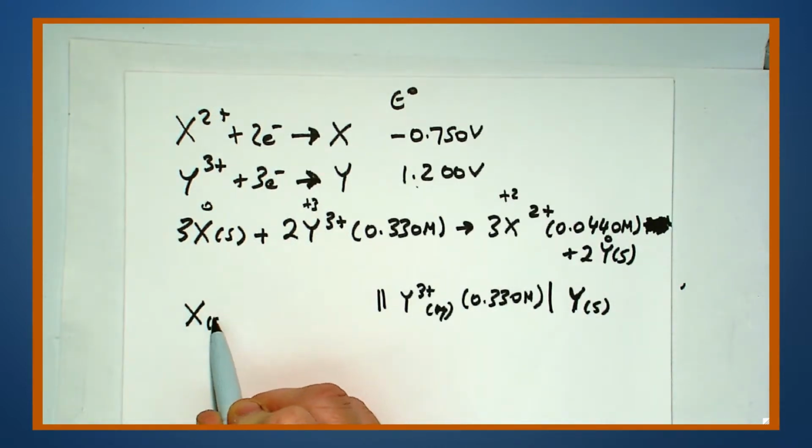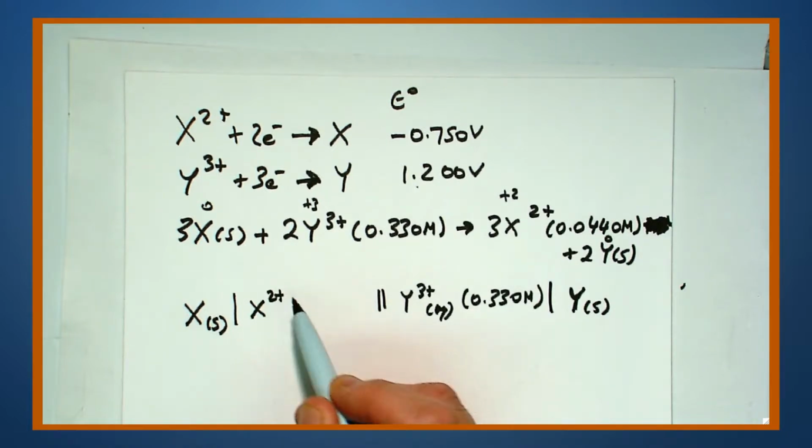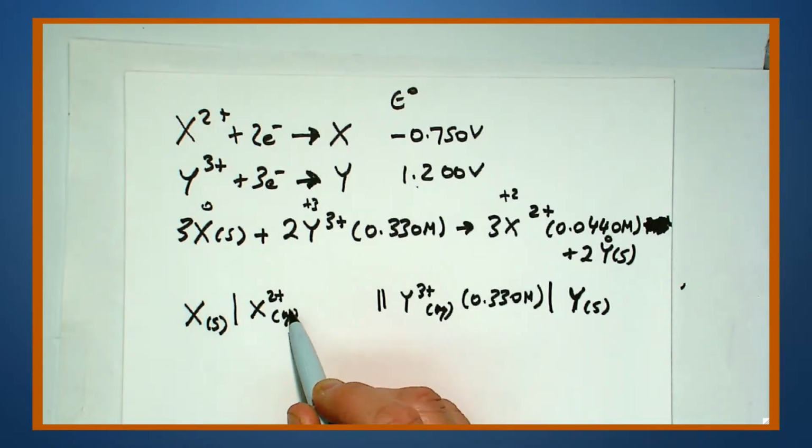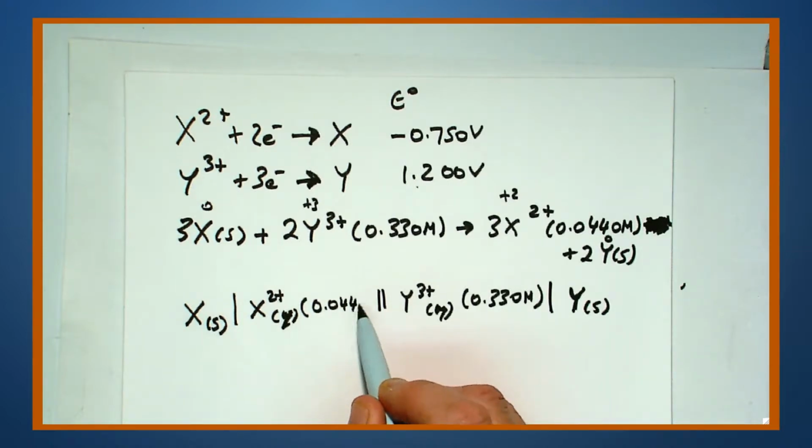So we're going to have X solid. There's my line. And then we need our X2+, so X2+ aqueous, and we'll put 0.0440 molar. Just about squeaked it in. So there's a cell diagram that I've made from it, showing reduction on the right, oxidation on the left.